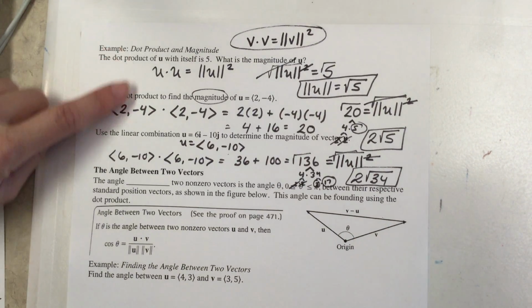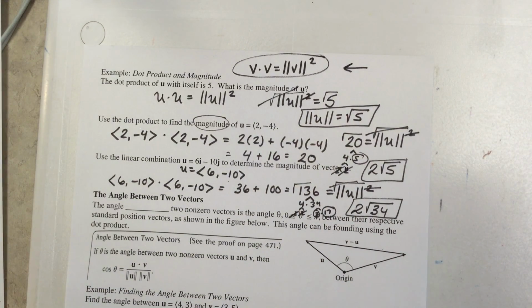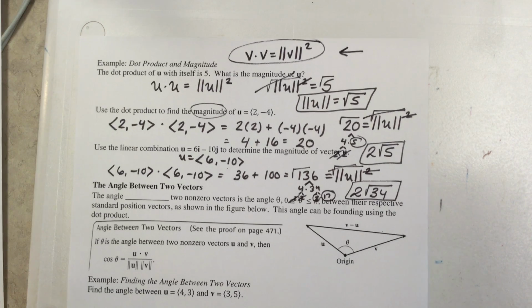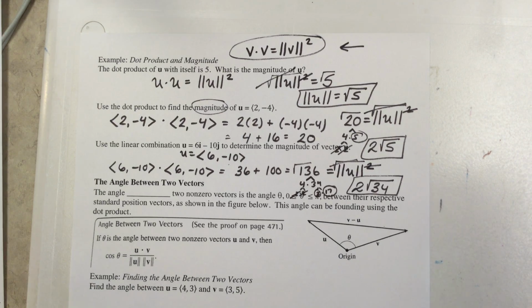So these three examples really showed you how this property works and how you can actually use a dot product to find a magnitude. So again, it just gives us another tool for our toolbox. Rather than always having to go to the distance formula, we can go ahead and use dot products. Okay, last idea for the day.